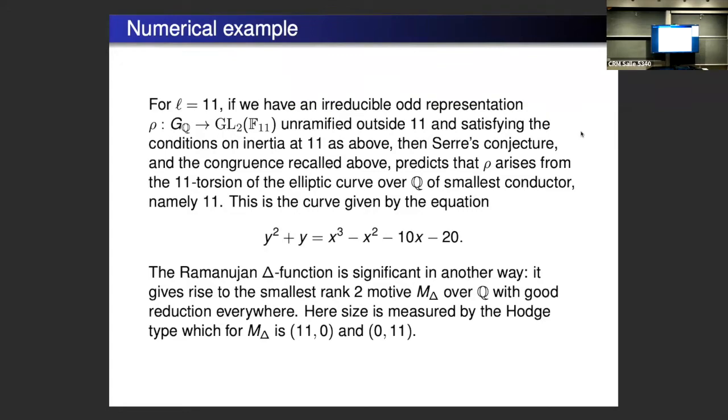So for example, if you look at L equal to 11, then Serre is conjecturing that if you have a representation into GL2(F_11) unramified outside 11, with conditions on inertia at 11, so it should have a particular shape on inertia, then Serre predicts that it should come from a weight 12 modular form, or alternatively, it should come from the 11-torsion of one of the elliptic curves of conductor 11, where there are two of them up to isogeny. And this curve is this explicit curve. So the mod 11 representations coming from Delta and this curve coincide by this formal manipulation I told you about, this Swinnerton-Dyer. Okay, so in this context, the Ramanujan Delta function has another significance, which I'll skip.